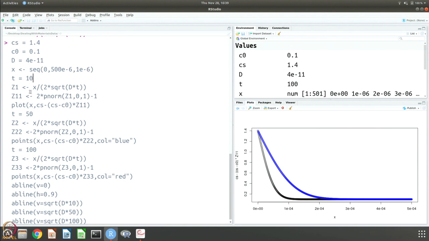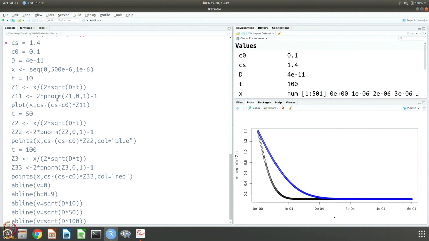So, z1 is x by 2 square root Dt. This is the parameter that goes into the error function solution that we saw. So, the solution itself is given in terms of the error function. So, this is the parameter for the error function. For that parameter we have to calculate the cumulative distribution function from the standard normal distribution, multiply it by 2, and subtract 1. That is the error function actually. This is the parameter of the error function, and because t is changing, for every x we need to calculate that parameter.